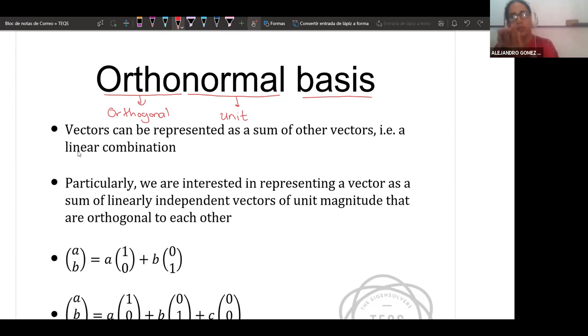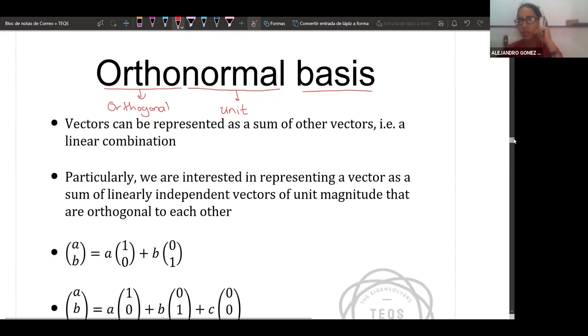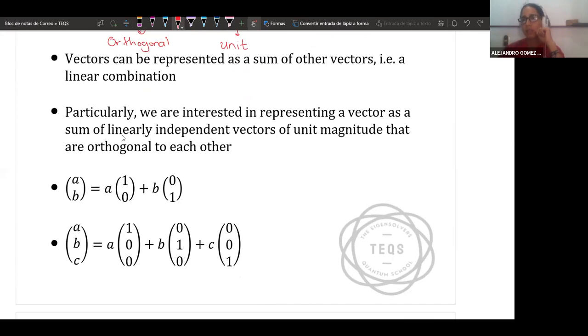And so vectors can be represented as a sum of other vectors, that is a linear combination. So if we have an arbitrary vector and we can decompose it into a sum of other vectors, and those other vectors satisfy these properties of orthogonality and unit magnitude, then we say we have a basis. So a basis is a set that is enough to represent any vector in the space. Particularly, we are interested in representing a vector as a sum of linearly independent vectors. So the vectors in that basis are going to be independent between them. You cannot represent one of them in terms of the rest. And those vectors are of unit magnitude and orthogonal to each other. So this is the definition of the orthonormal basis.